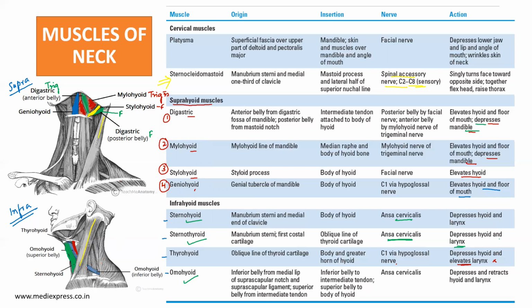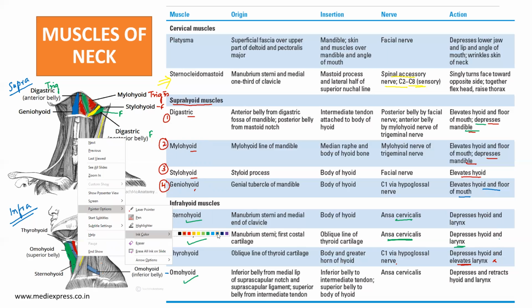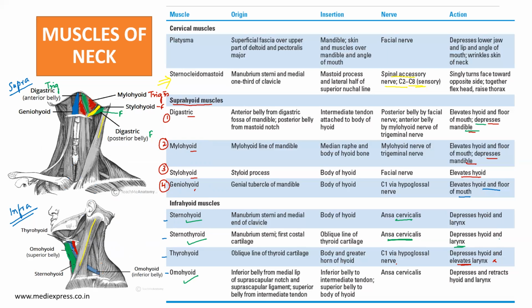Last one, we have the omohyoid, the one in the blue color. Remember that the omohyoid muscle has two bellies. Here you can see a superior belly in the blue, and here this is the inferior belly, again in the blue. The nerve supply to it is the ansa cervicalis. Coming to the action of the omohyoid, it depresses and retracts the hyoid bone and the larynx.